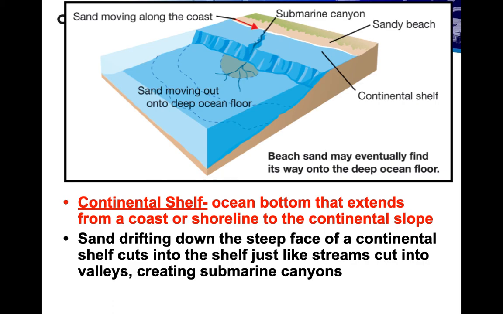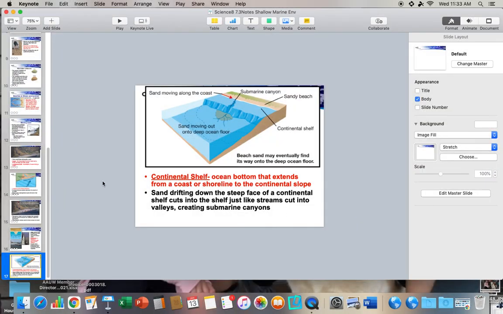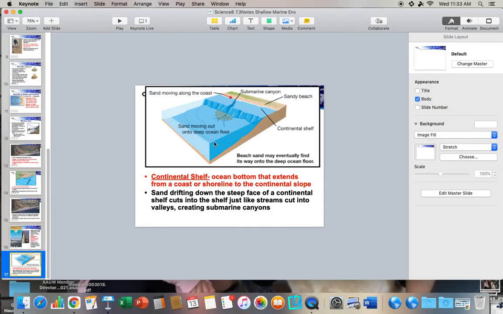Sand drifts down the steep face of these, creating those canyons or valleys that you see in there. They're called submarine canyons. If those are big in an area, those submarine canyons can really pull quite a bit of sand with them once again, which can be a problem for those areas. So lots of interesting features in a shallow marine environment.